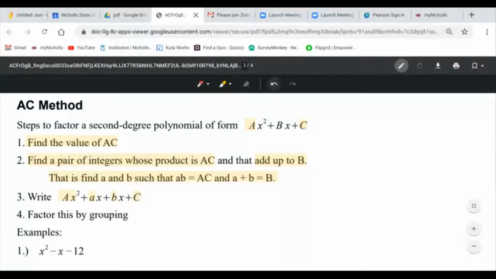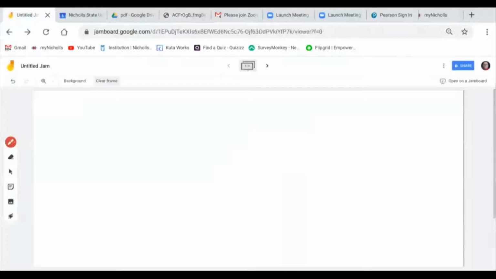And then what we're going to do is factor the pairs of those. So we're going to factor this pair here, the ax squared plus ax, and the bx plus c. Okay? It's a little bit hard to understand when you're just talking about it, but I think once you do a couple of examples, it makes it a little bit more easy to understand. So let's try some examples of this.